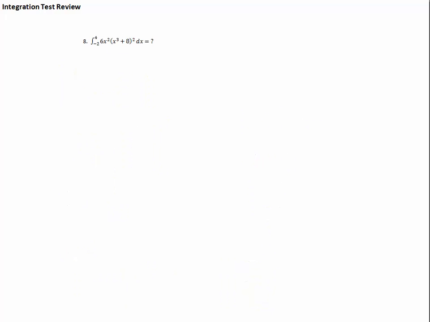All right. Problem 8. Once again, a definite integral. Let's do it again. Negative 2, 4. This is 6x squared times x cubed plus 8 squared. Okay, now on that last problem, I just looked at it and I could tell right away what the antiderivatives were of both of those terms. This one, a little bit trickier. I do not know what the antiderivative of this is, so we need to use u substitution.